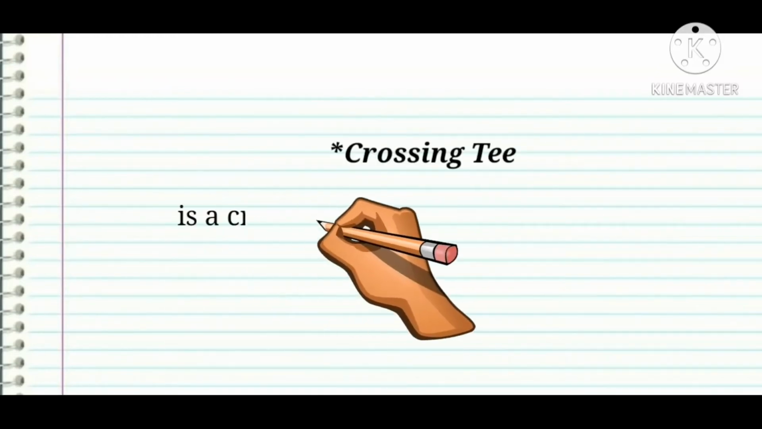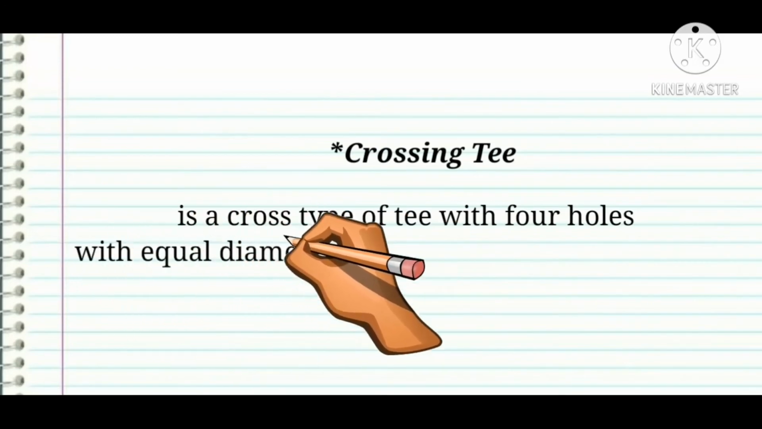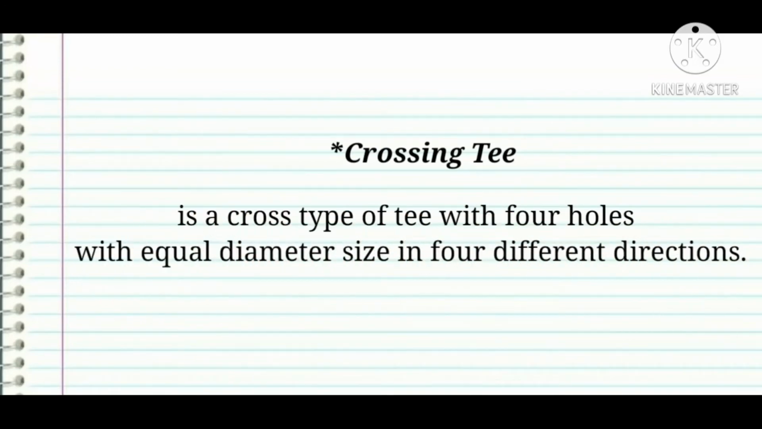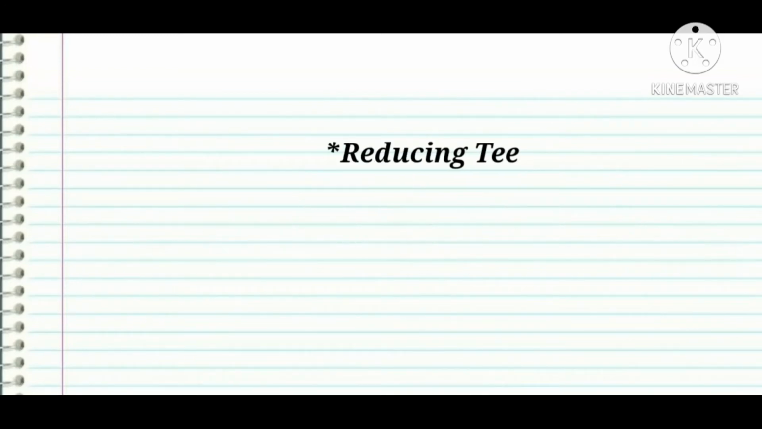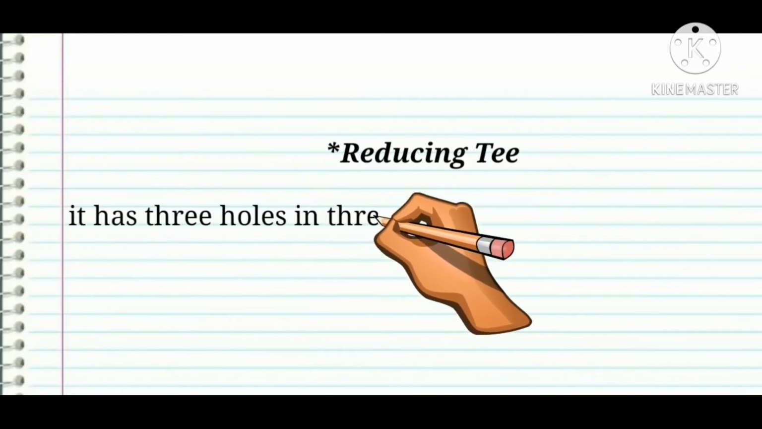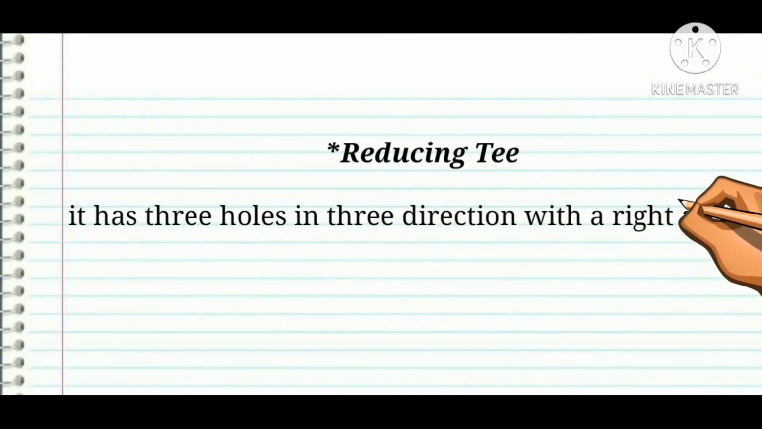Crossing T. It has 4 holes with an equal diameter size in 4 directions. Reducing T. It has 3 holes in 3 directions, subalit mas maliit ang isang butas kumpara sa dalawang butas. Napaka-importante nito sa mga gusali, like for example, hotel, na mayroong madaming fixtures type with a limited main source upang magkaroon ng maraming branches ang ating mga systems.